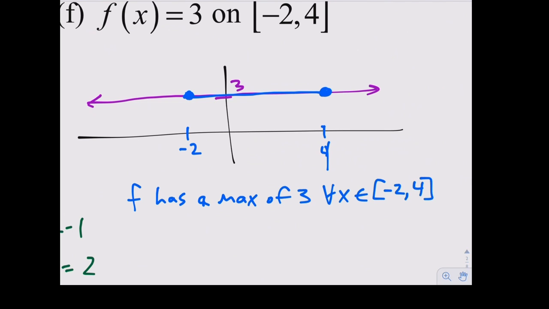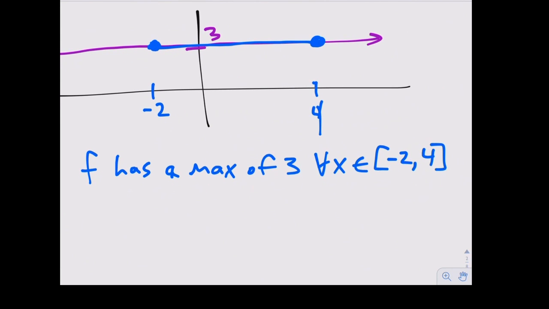Now, I can include the endpoints, right? So notice that the maximum occurred at an endpoint, and at all the other ones on the interior, what's the value of the derivative? 0. So once again, it's occurring at either an endpoint or where the derivative is 0. That's kind of interesting, too. These are some great observations y'all are making.